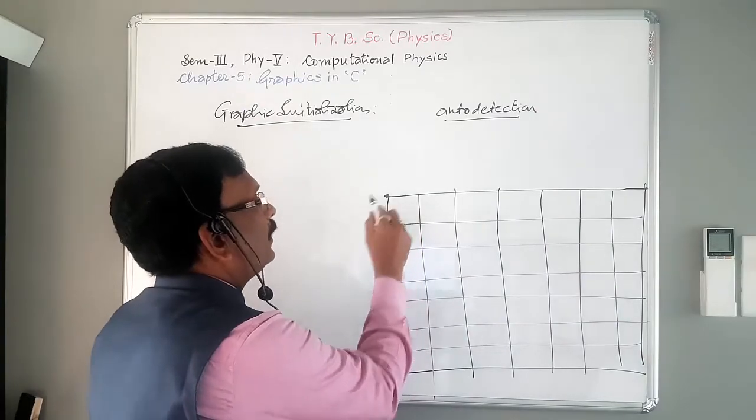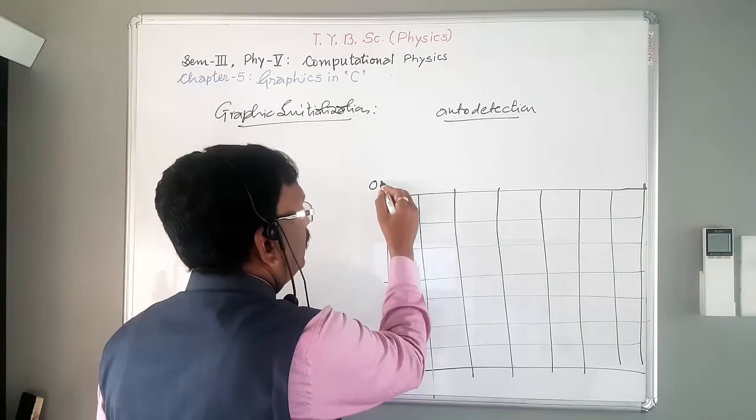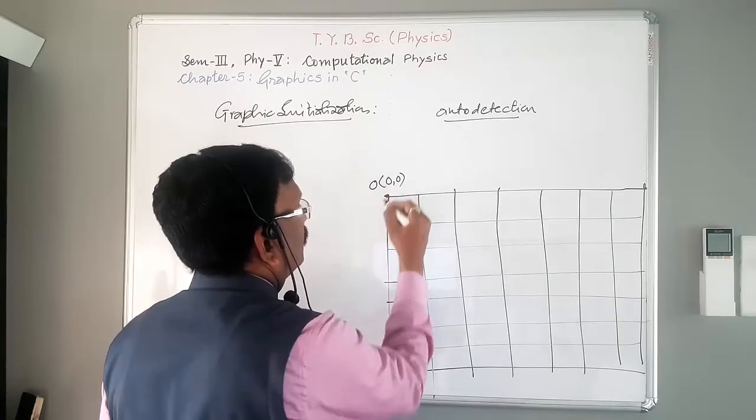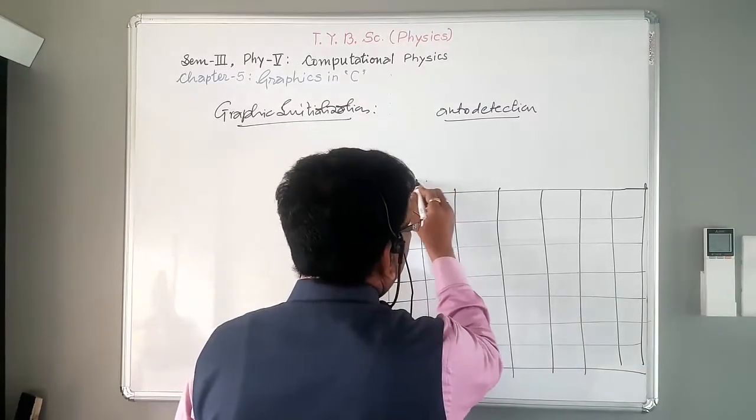Now at the left top corner, which is having coordinate 0, 0. Okay. And this is the x-axis.